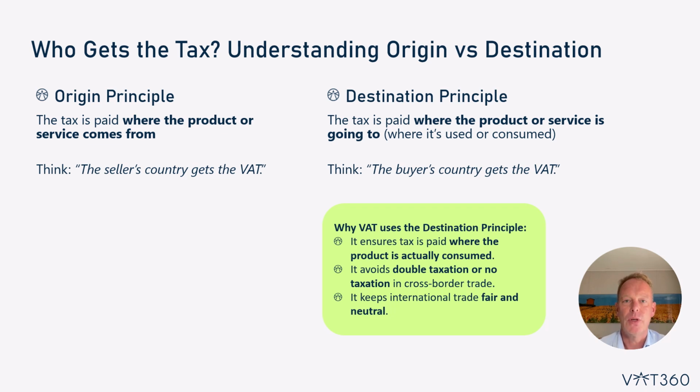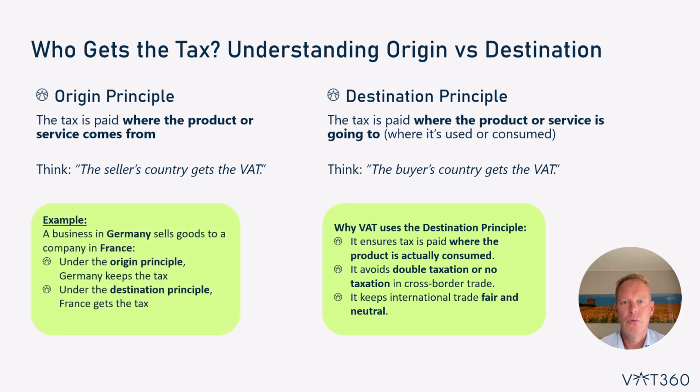This approach helps create a level playing field. Whether a product is bought locally or in another country, it's taxed in the same way. It also explains why exports are zero-rated under VAT rules, because the goods are consumed outside the seller's country and the VAT belongs elsewhere. So in your case, Alex, France, where the product is consumed, gets the VAT. This keeps trade fair and avoids double or no taxation.